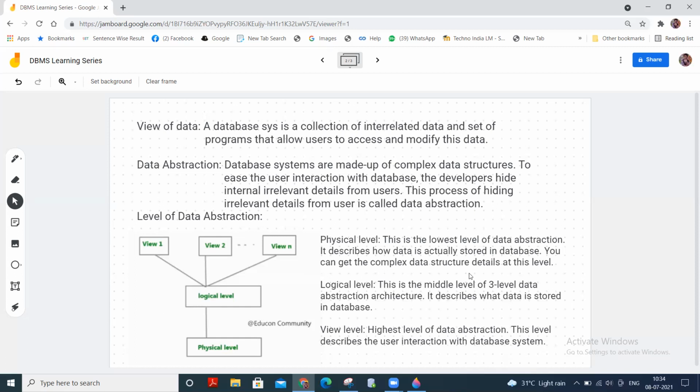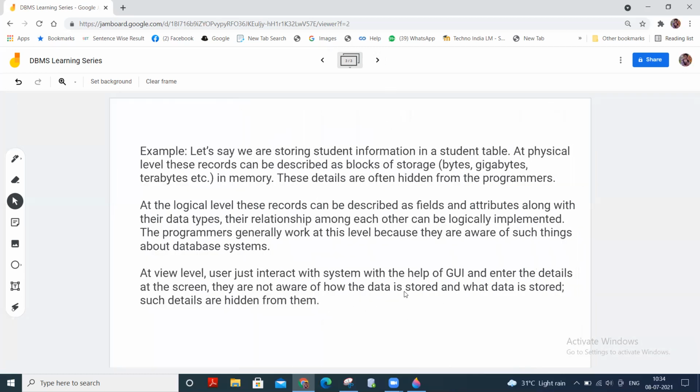Okay, so I will explain this with an example. So let's say we are storing the student information in a student table. At the physical level, these records can be described as blocks of storage in bytes, gigabytes or terabytes in the memory. These details are often hidden from the programmers.